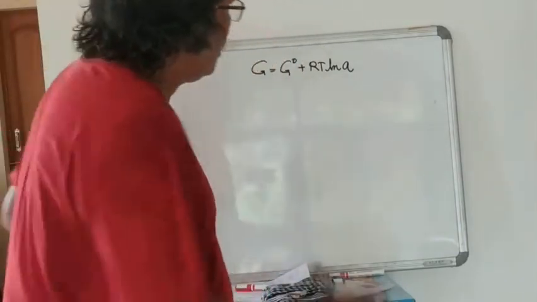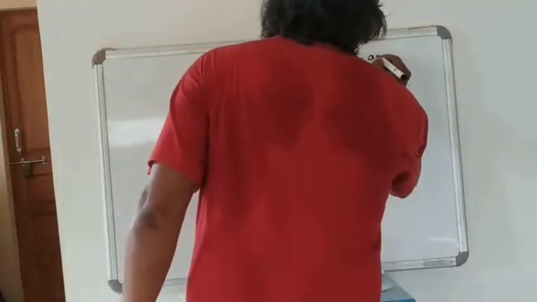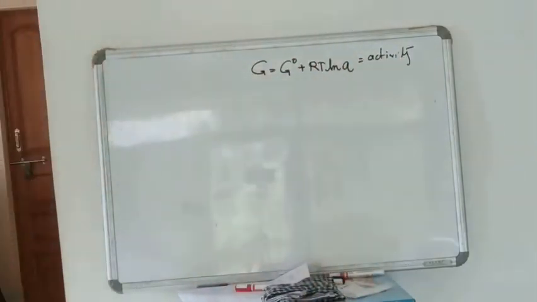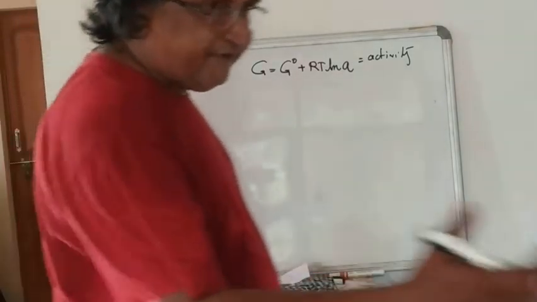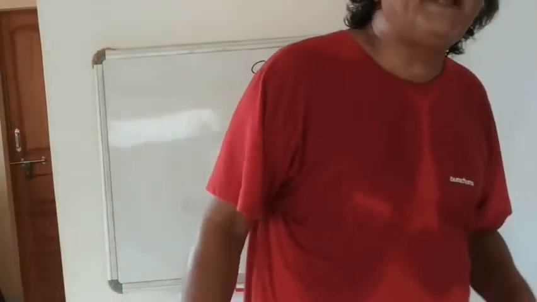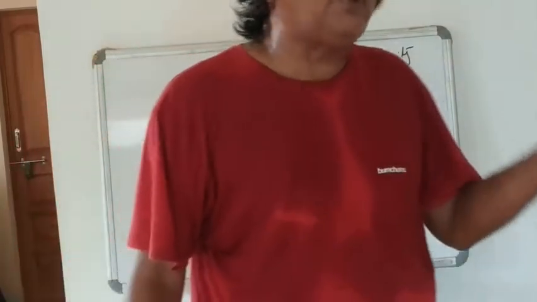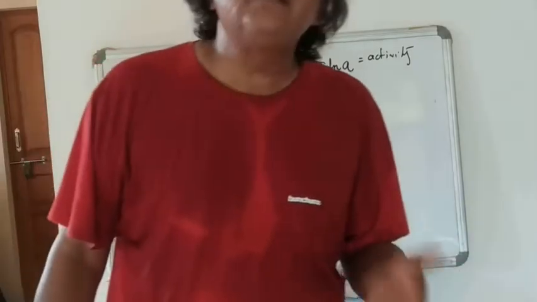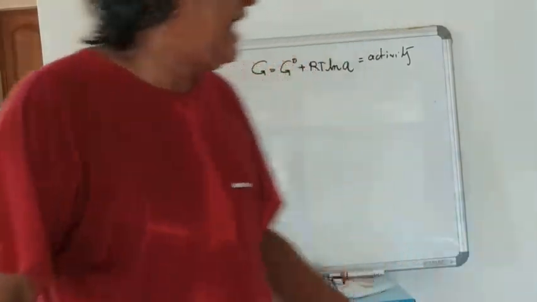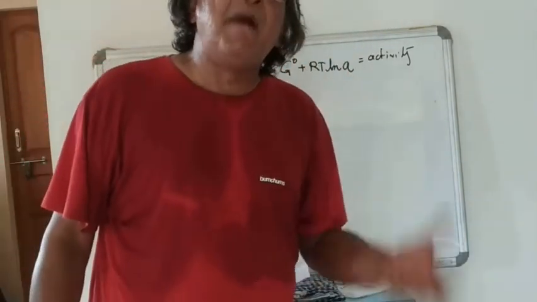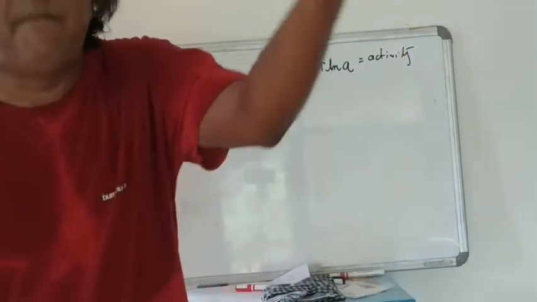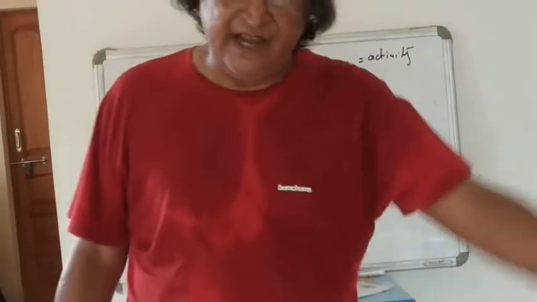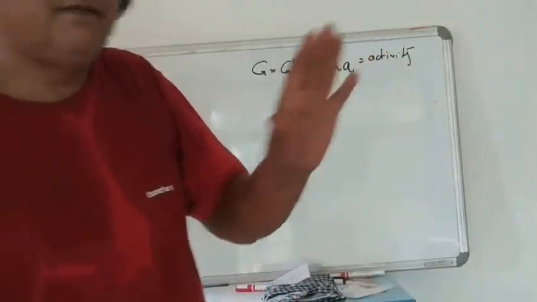This term is called activity. I think you know this term. Activity is difficult to define like this, but you must have read it as the active mass of a substance that takes part in a chemical reaction. That is the definition that is given to you. Activity is the active mass of a substance that participates in a reaction. We will leave it at that.